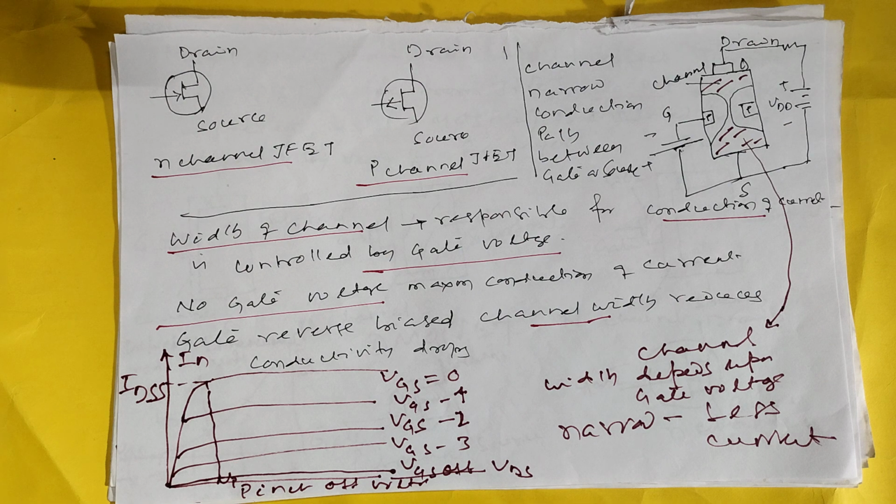This is the characteristic of the JFET, and here the width of the channel corresponds to the conduction current. The more the reverse bias, the more the channel size reduces, and the current reduces. Accordingly, at zero bias the maximum current is there. When the reverse bias is applied, the current is reduced.